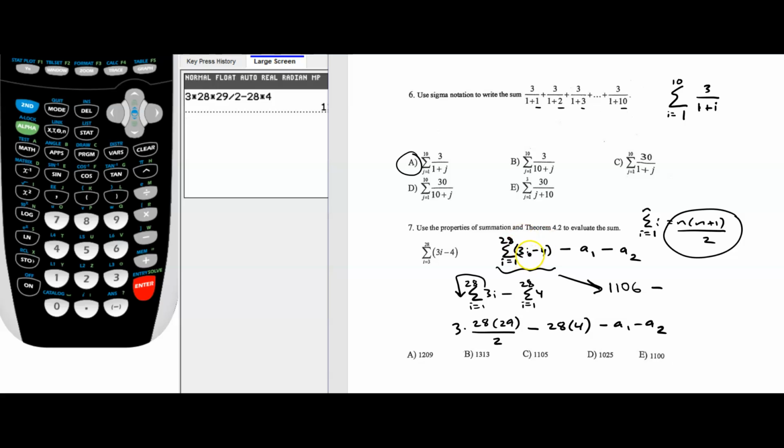So if you plugged 1 in, you'd be subtracting off 3 minus 4. So you would be subtracting off a negative 1. And we're also going to subtract off my A2. If you plug 2 in, you're going to get 6 minus 4, which is 2. So this actually gives us 1106 plus 1 minus 2. So 1106 minus 1, or 1,105. So our final answer is 1,105.